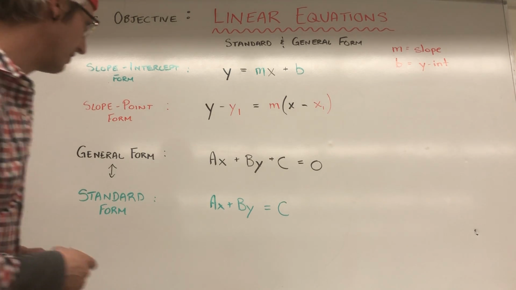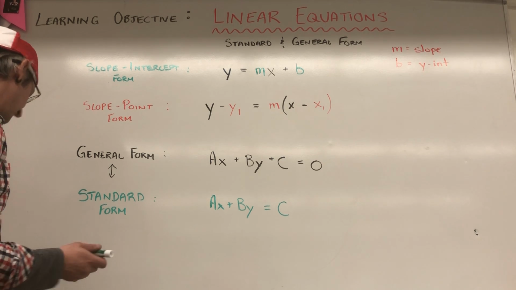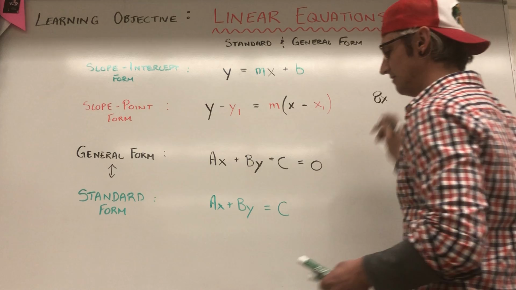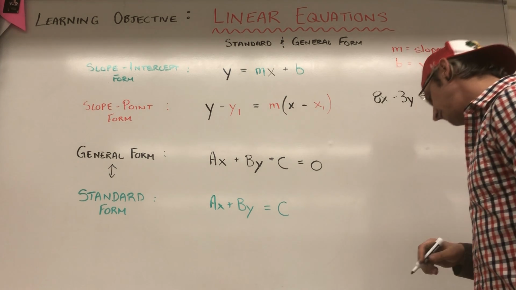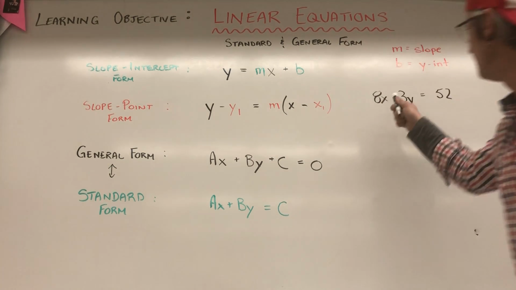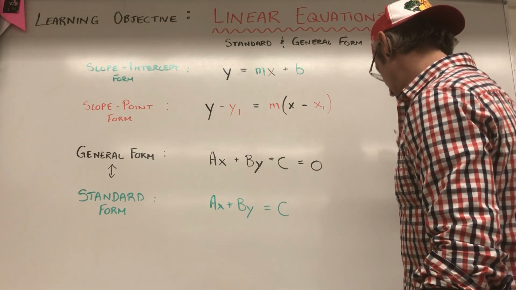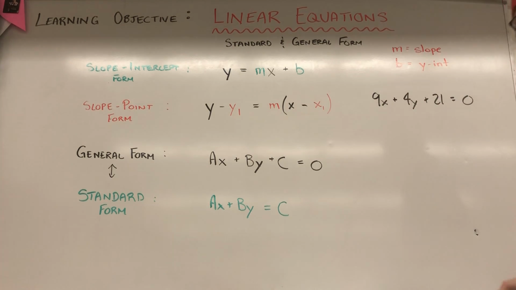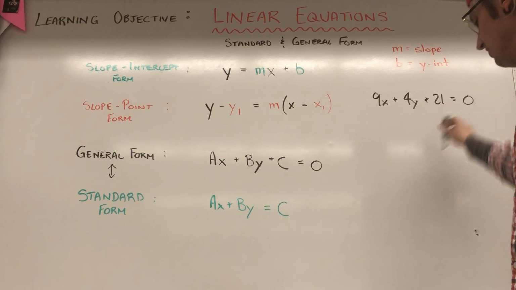So I'm on page 384 of the textbook now, and they start giving us problems, right? They're going to ask us, what form are we in? The first one they give us is 8x minus 3y is equal to 52. And they ask, is this in standard form, general form, or slope-intercept form? You look here and you're like, that looks like it is, I've got my variables on one side and my constant on the other, that's standard form. And then I have 9x plus 4y plus 21 is equal to 0. What form am I in here? Am I in here? Am I in here? General form. It's all equal to 0.